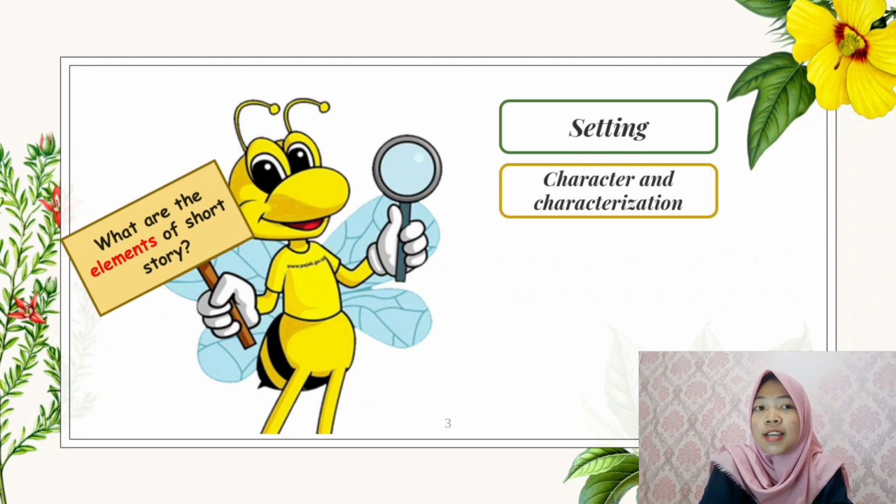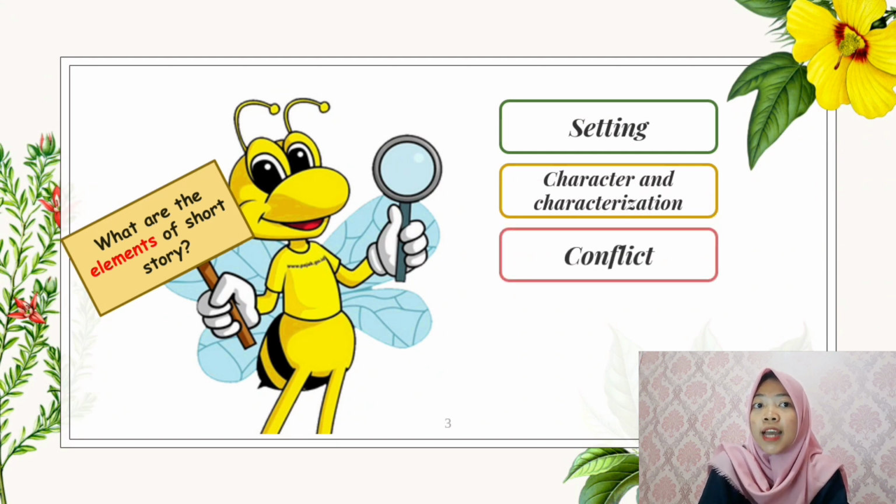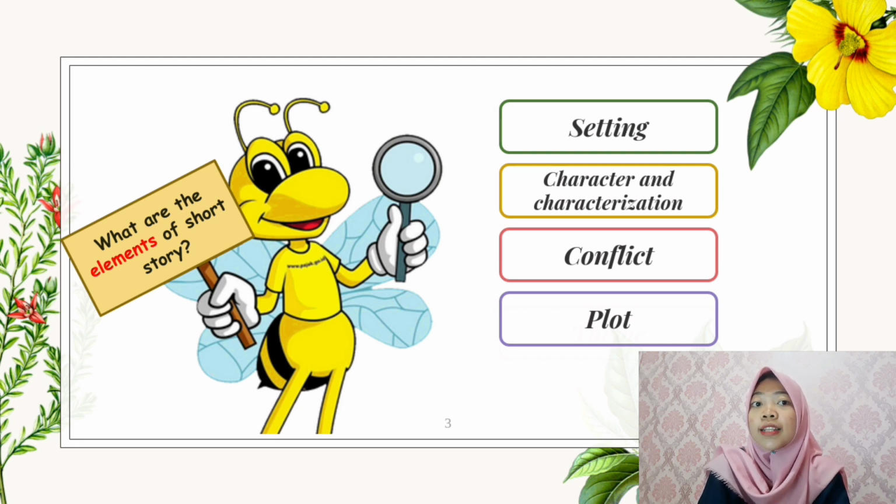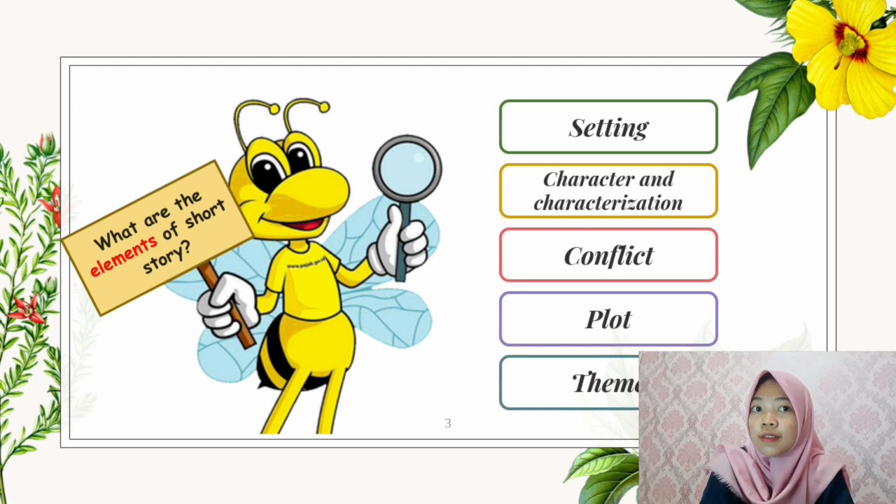Okay, I'll explain it. Characters are the person or people that take part in the story, whereas characterization is the personality of the characters, whether the character is a protagonist, the hero of the story, or an antagonist, the villain of the story. The third one is conflict. Conflict is the problem that is going to happen in the story. And the fourth is plot. Plot describes the events in a pattern or in a sequence. And the last is theme. Theme is the underlying message that the writer would like to get across.